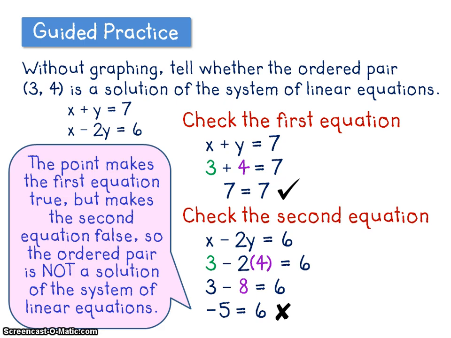So this is my justification. The point makes the first equation true, but makes the second equation false. So the ordered pair is not a solution of the system of linear equations. If you have any questions, jot them down and we can talk about them in class tomorrow. I'm going to have you try one on your own.